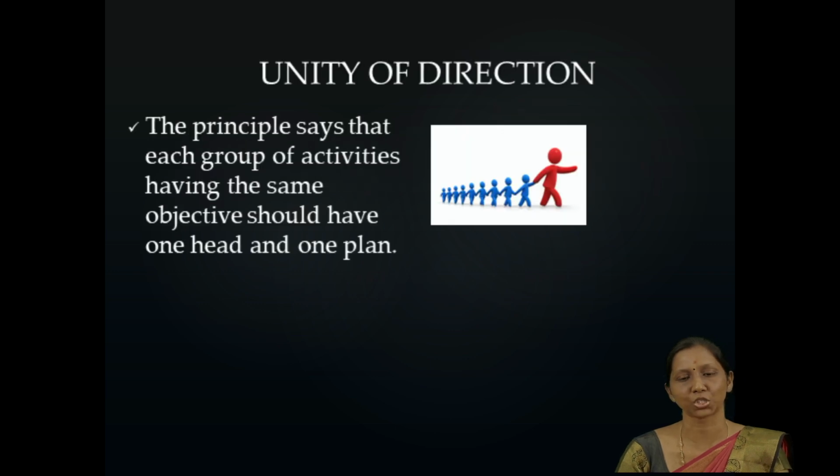Yes. Next one is unity of direction. What do you mean by direction? Everybody in the organization works and is directed towards achieving the goal of the organization. So that is unity of direction. Both the superior and the subordinate, everybody is directed towards achieving the objective or goal of the organization. That is one command, one plan.